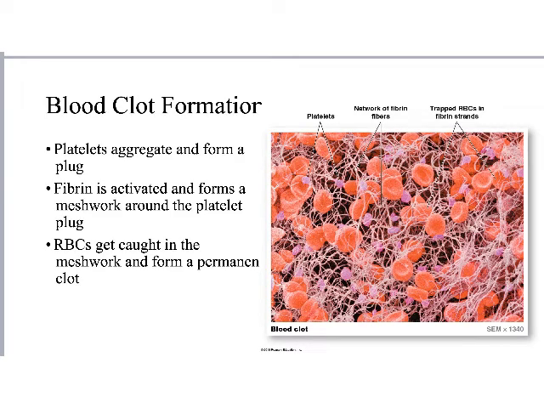And then with the net in place, step 3 would be red blood cells that are flowing by will get caught in the net and will kind of complete and form the actual clot, the permanent clot. So first the platelet plug, then the fibrin forms that meshwork, and then the red blood cells form the permanent clot. And you can see here a picture that's trying to depict what's going on. If the platelets are the little pink fragments and the stringy stuff is the fibrin, and then you can see the red blood cells are kind of getting caught, and you end up forming a solid clot.